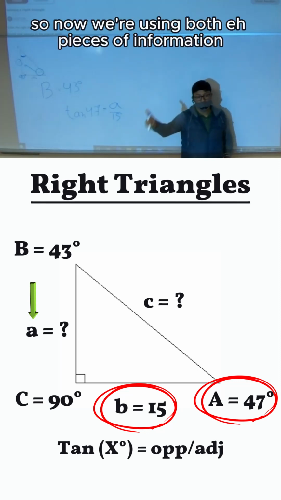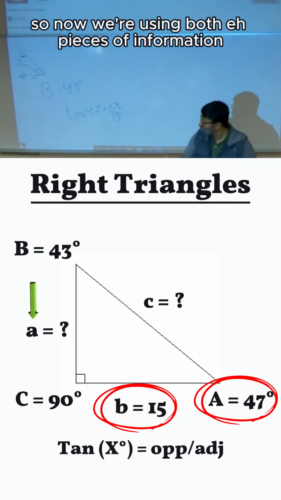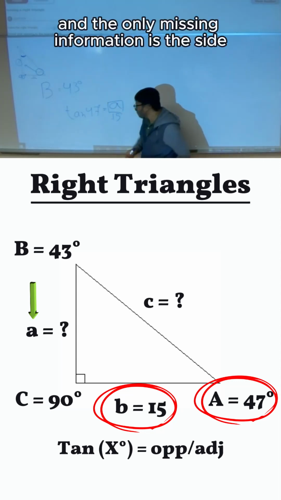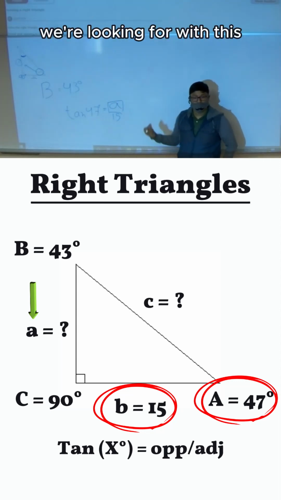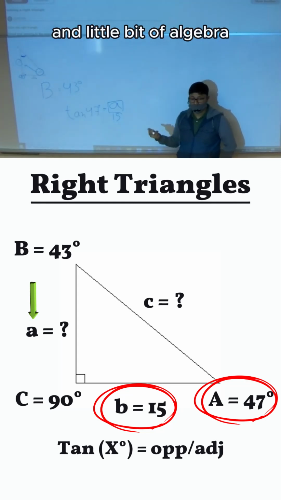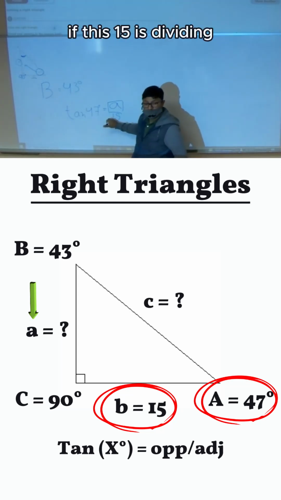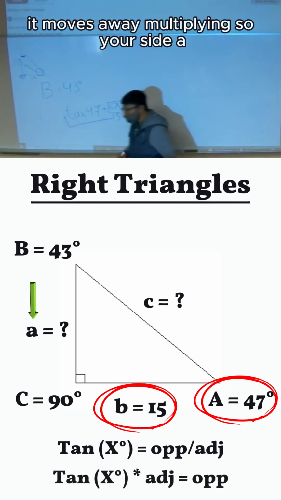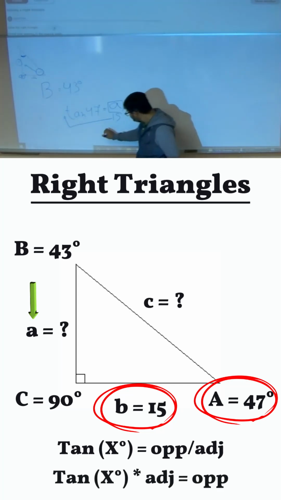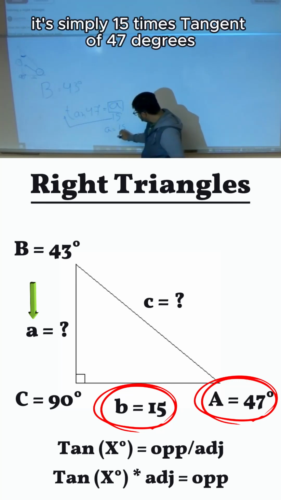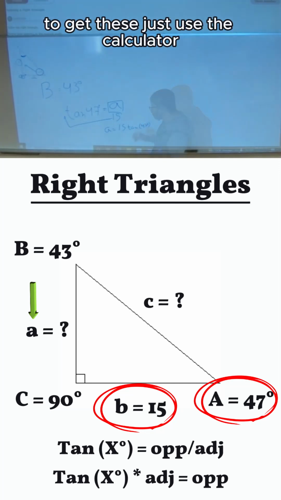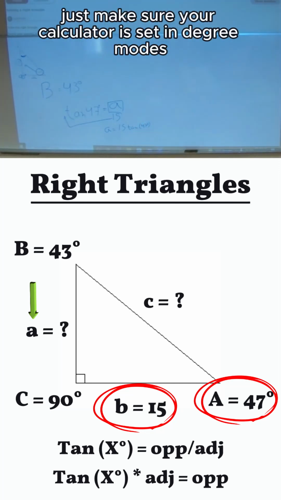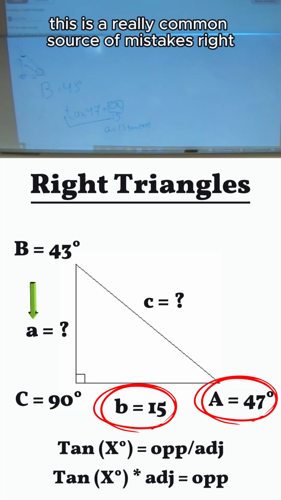So now we're using both pieces of information, and the only missing information is the side we're looking for. With this and a little bit of algebra, if this 15 is dividing, it moves away multiplying. So your side A is simply 15 times tangent of 47 degrees. And to get this, just use the calculator. Just make sure your calculator is set in degree mode. This is a really common source of mistakes, right?